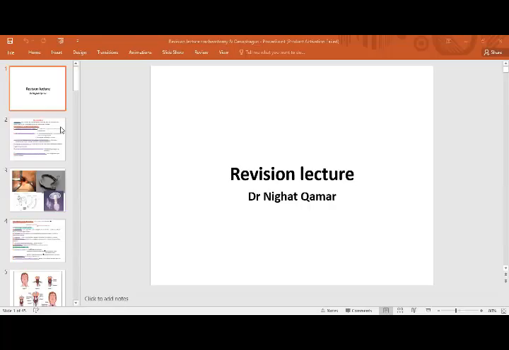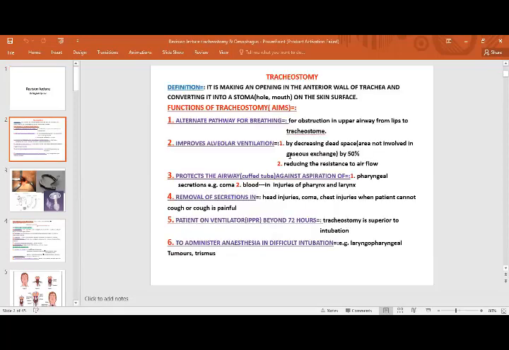Okay, tracheostomy is basically a medical procedure, either permanent or temporary. This operation consists of making an opening in the anterior wall of the trachea and then converting it into a stoma, that is a hole. Either this hole would be permanent or temporary on the skin surface. So, what are the basic functions of tracheostomy?